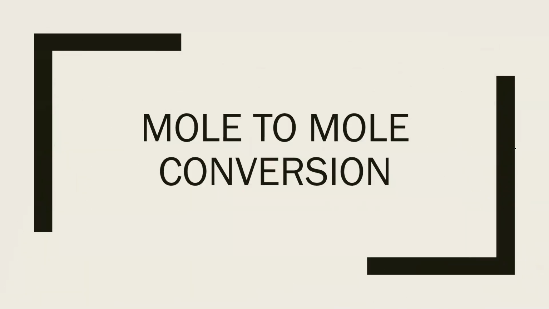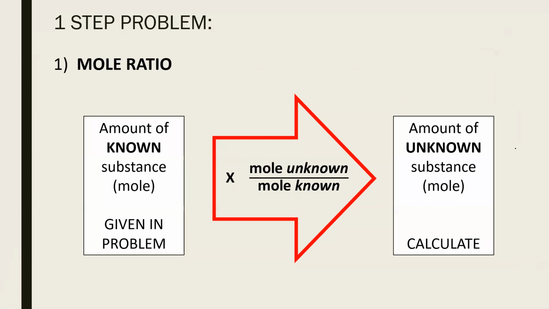Okay, so our first conversion is mole to mole. Mole to mole is just one step. You have a given number of substance in the chemical equation, so you'll have that in moles. We'll say 2 moles of whatever. All you have to do is multiply by the mole ratio, the unknown's coefficient over the known's coefficient. The known substance in moles cancels out the known substance in moles. You're left with the unknown substance in moles, and that's what you're trying to find.